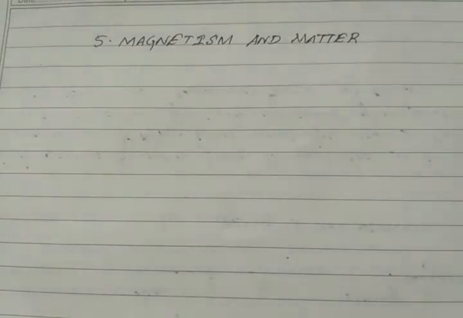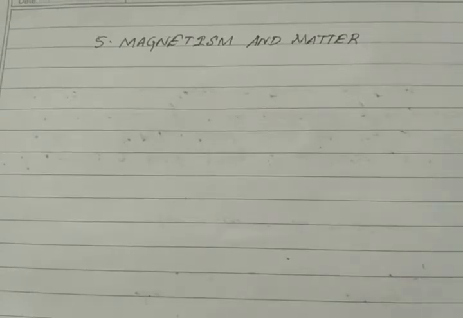So Magnetism and Matter is a small chapter, and of course you know our CBSE board reduced some topics. In this chapter, CBSE board reduced some important topics such as magnetic materials: diamagnet, paramagnet and ferromagnet. So these kinds of magnetic materials topics are excluded from this chapter. So we start with the chapter.